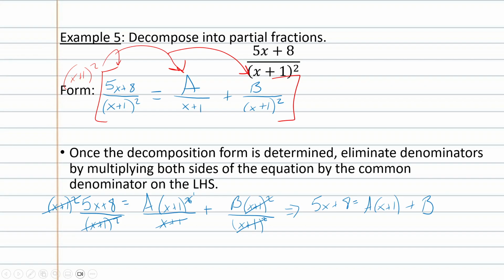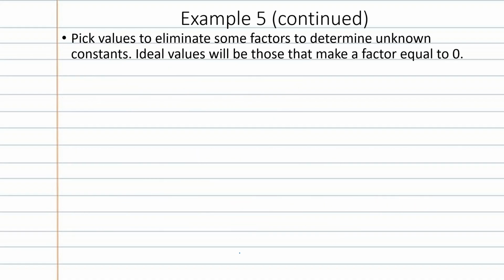Now, we need to figure out a and b. The easiest way to start: b doesn't even have an x associated with it, while a has an x plus 1 associated with it. I need to turn that x plus 1 into a 0 so that I can cancel out the a term and solve for my b. So in order to do that, I need to let x equal negative 1.